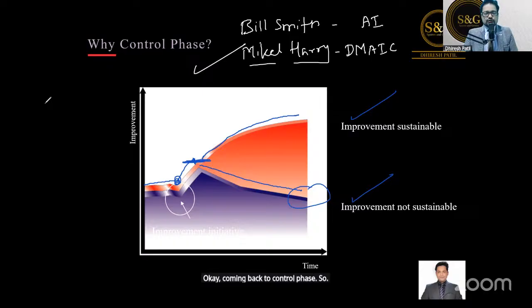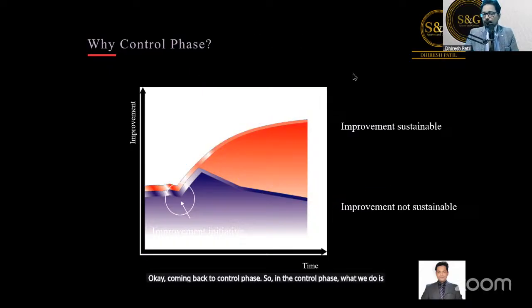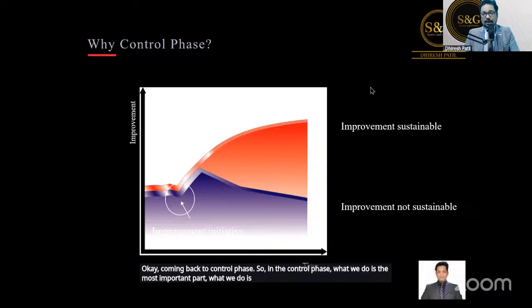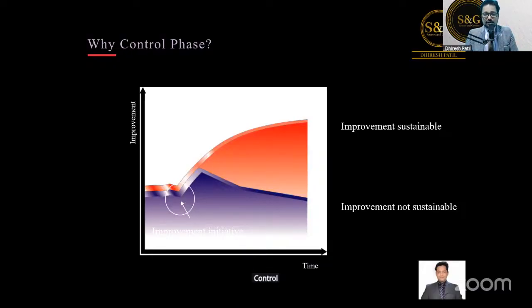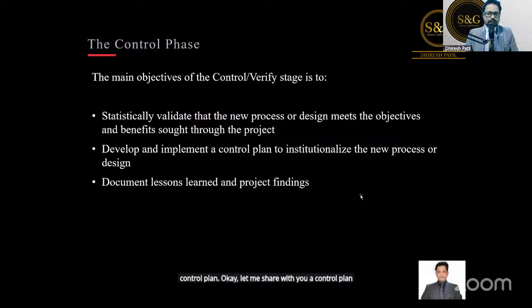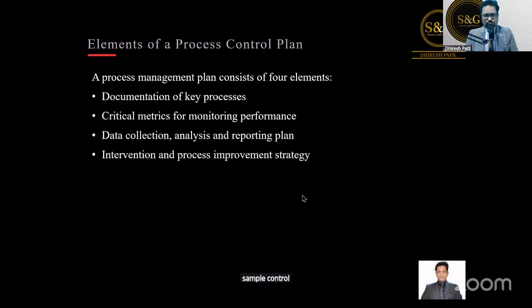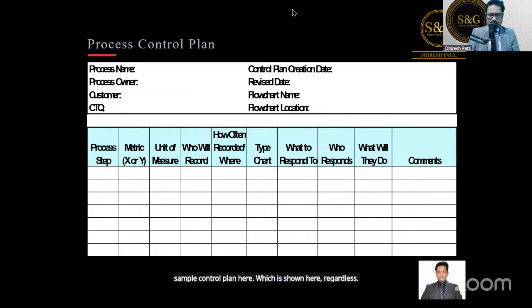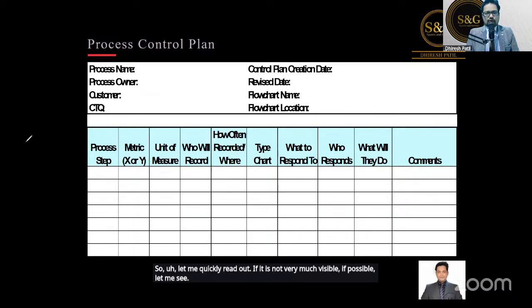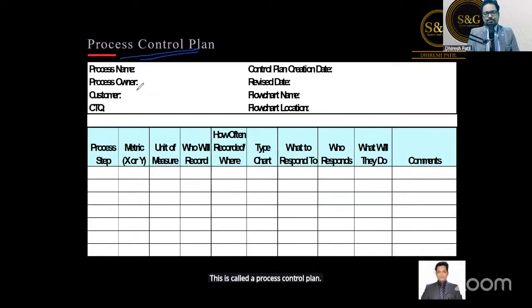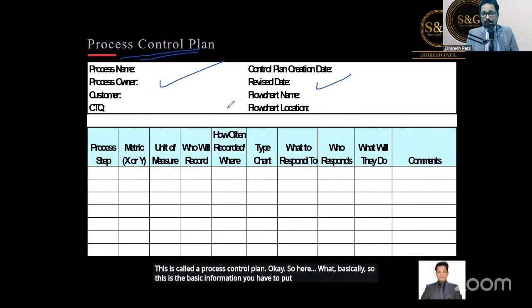In the control phase, the most important part of what we do is called the control plan. Okay, let me share with you a sample control plan, which is shown here. Look at this. Let me quickly read it out if it is not very visible. This is called a process control plan. So this is the basic information you have to put about your project.